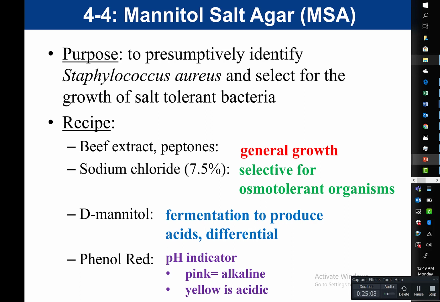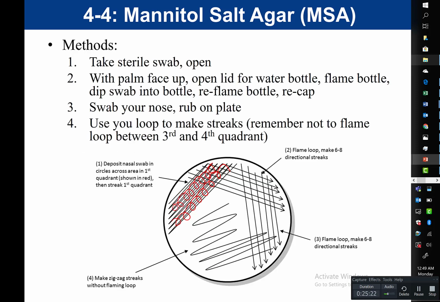So these are the ingredients that are in our mannitol salt agar. Now let's look at what our results would tell us if we see different results on our MSA agar. When we do this experiment, we would have you collect your own sample. You would actually get to test to see if you are a carrier of Staph aureus.